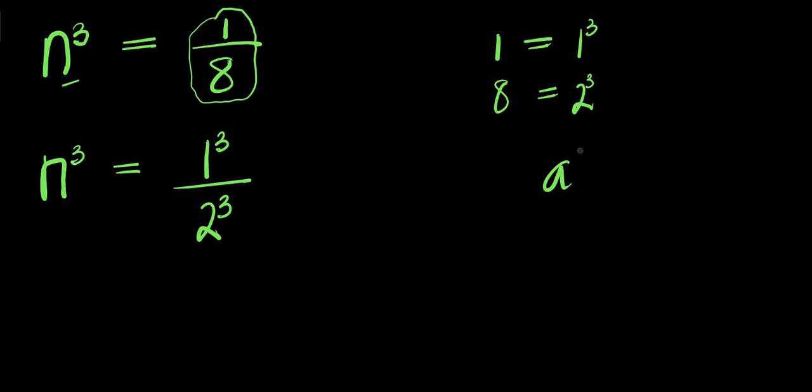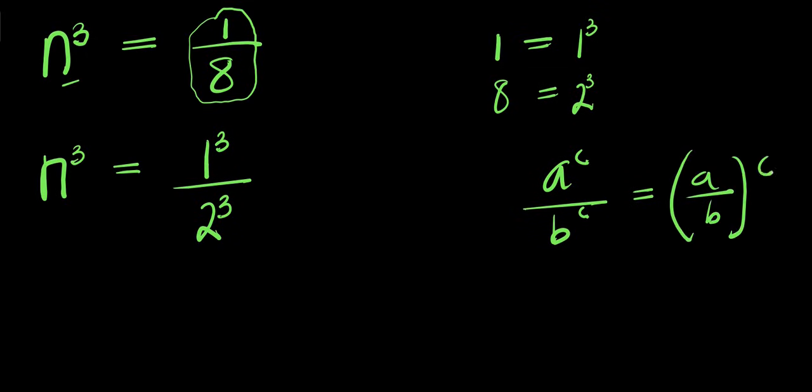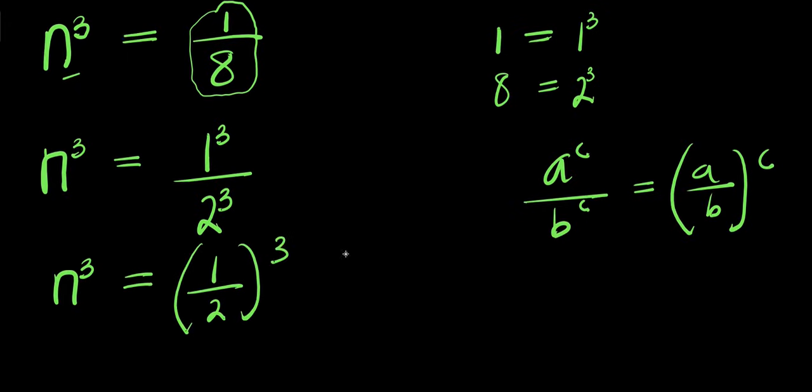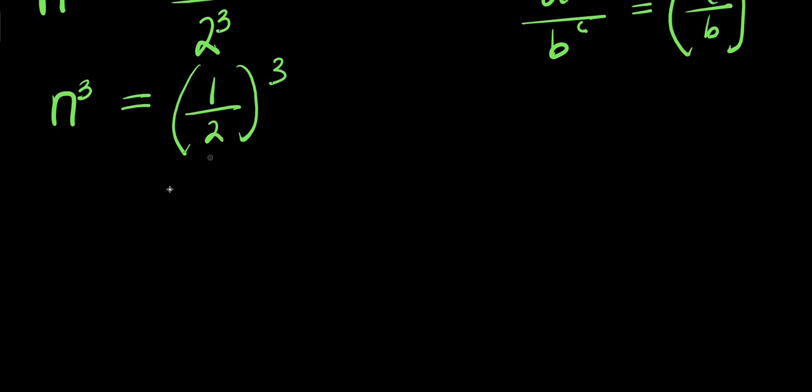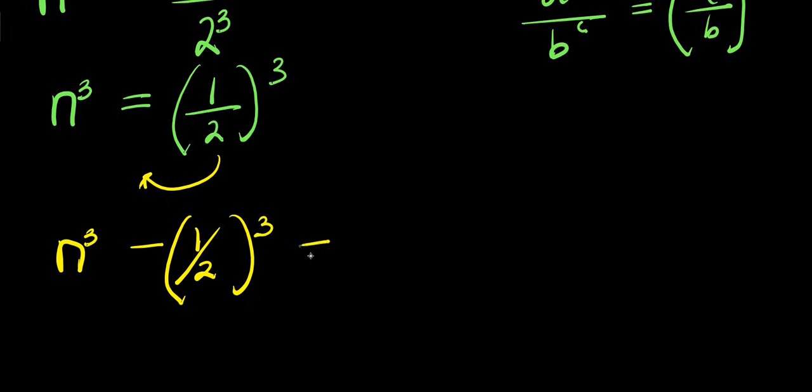Now, if you have a power c divided by b power c, this equals a divided by b raised to the power of c. So I'm going to have n power 3 equals 1 divided by 2 to the power of 3. So it's just for me to move this over here: n power 3 minus 1 over 2 to the power of 3 equals 0.